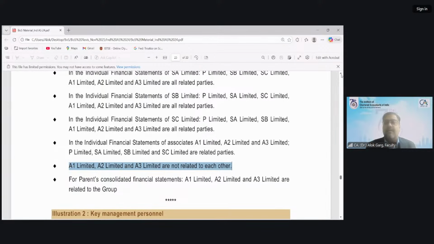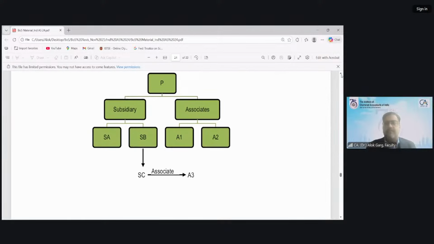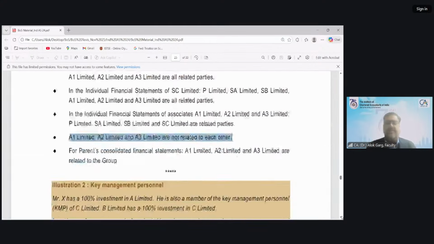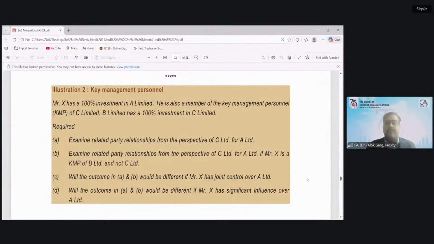So in that case, if instead of A1 and A2, A2 is a JV, then the JV and the associate A3 will also become related parties. A JV and an associate will become related parties. But A1 and A3, both associates, are not related parties.